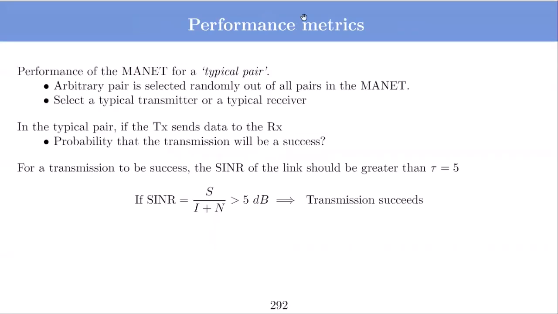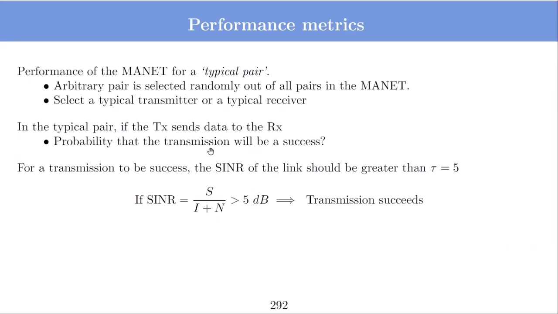Okay, so what will be my performance metric here? I'm interested in the performance of the network for a typical pair. So we just select an arbitrary pair out of all pairs, or we can just select a transmitter or a receiver arbitrarily. In the typical pair, if the transmitter sends data to the receiver, what is the probability that the transmission will be successful? That is the probability I am interested in. And this is the average performance over the whole network.